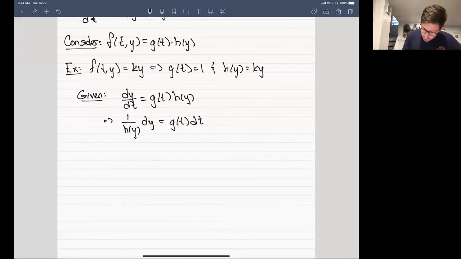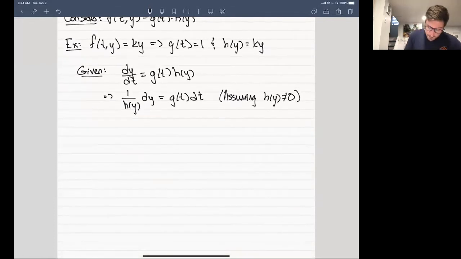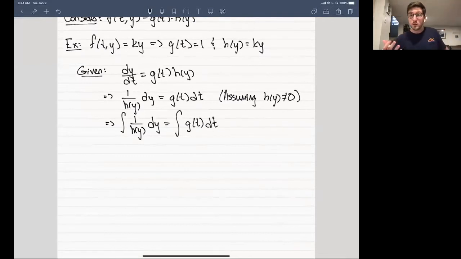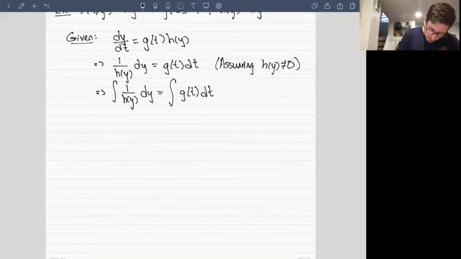And this is, of course, assuming that we actually can divide h of y off, right? So assuming h of y is not equal to 0, we have to restrict ourselves to this part of the domain. Okay, now we can slap the integral back on that thing. And we can, at least in theory, get explicit solutions for this thing, right? So now, of course, we've reduced the problem of solving this differential equation to one that is just a straight integration problem. Okay, so let's look at an example here.